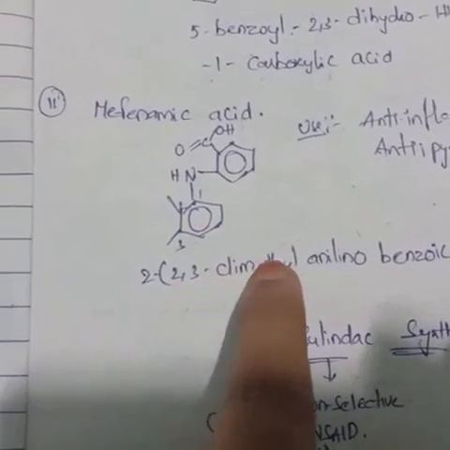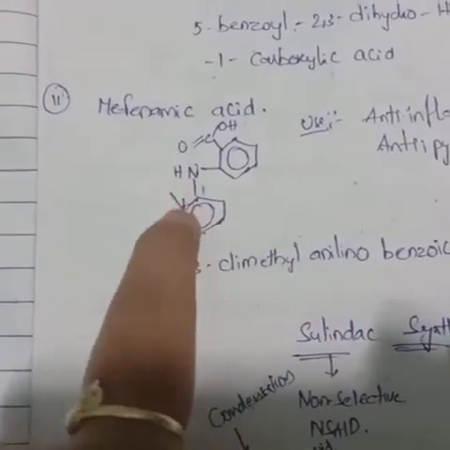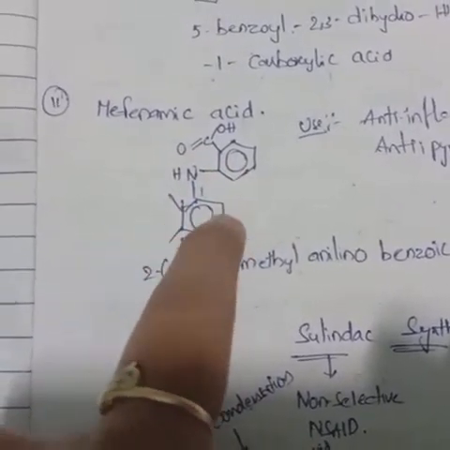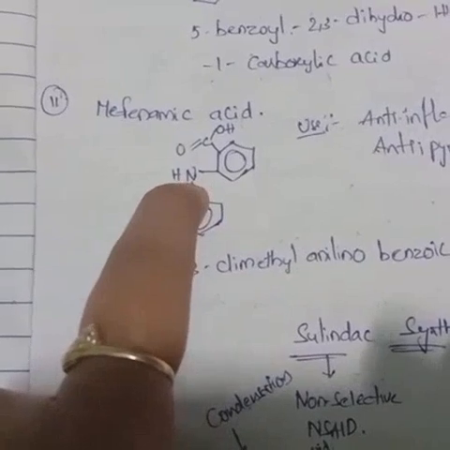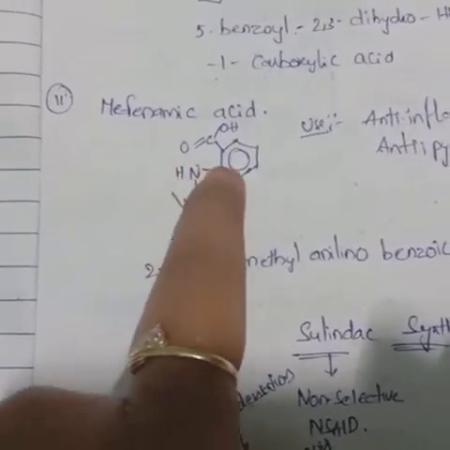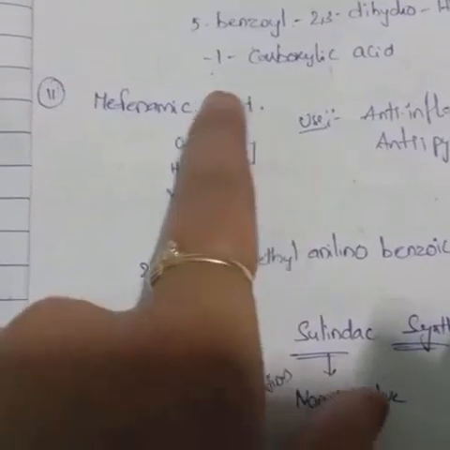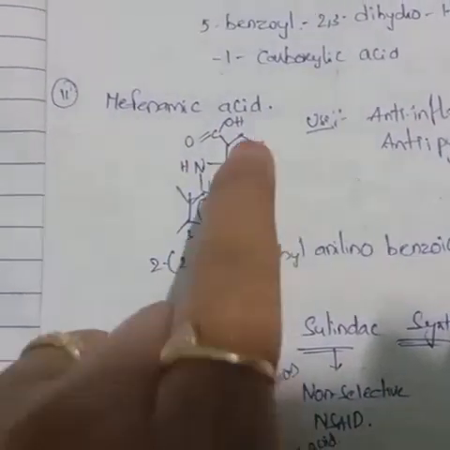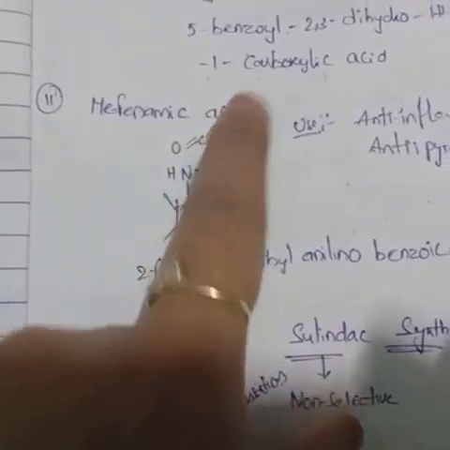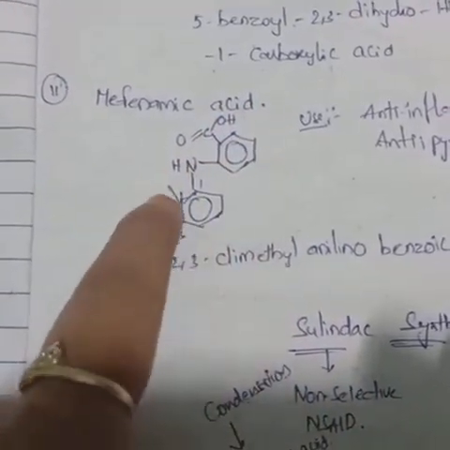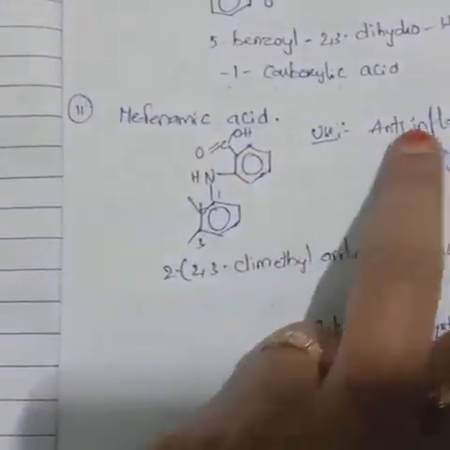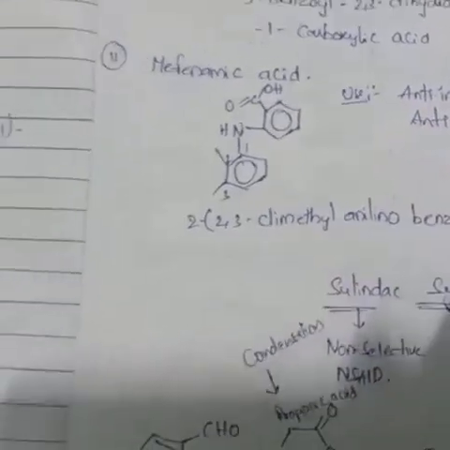2,3-dimethylanilino. Anilino in the sense a benzene ring with an amine group, which is nothing but aniline. This is attached at the second position of the benzoic acid. So this is the first position, this is the second position. So this is the benzoic acid, and to this benzoic acid, aniline with 2 methyl groups is attached. This is mefenamic acid. Coming to the uses, it is an anti-inflammatory and antipyretic drug.